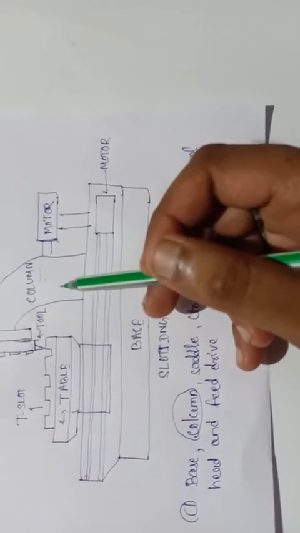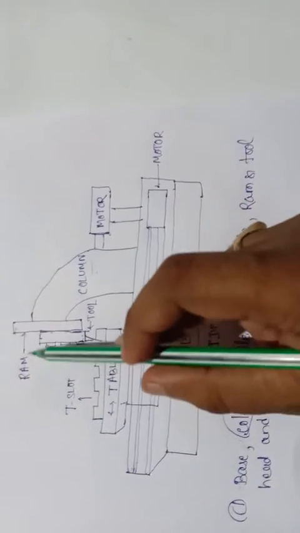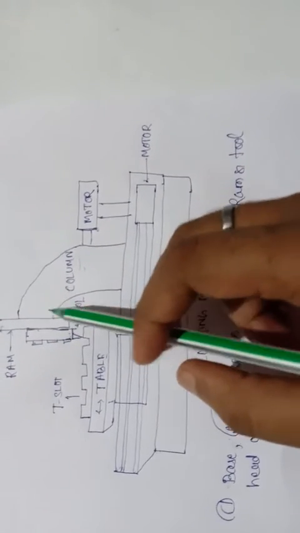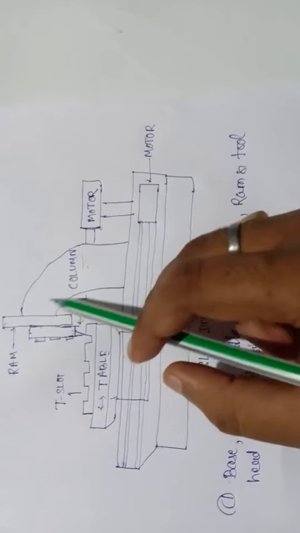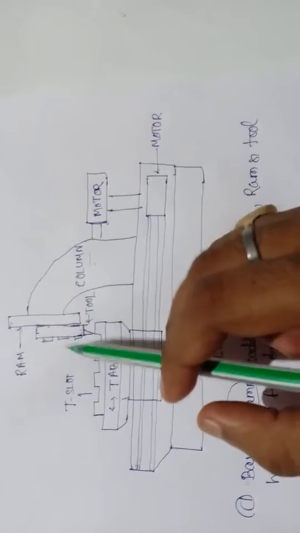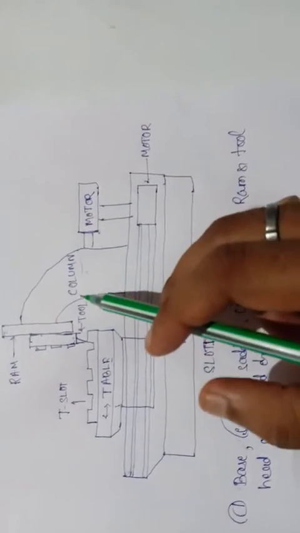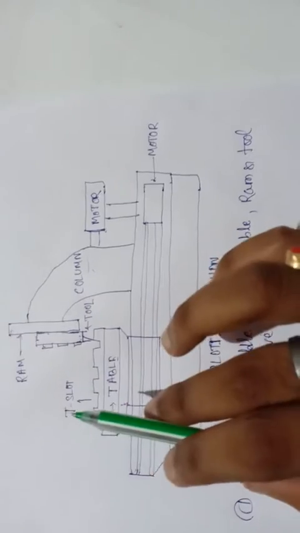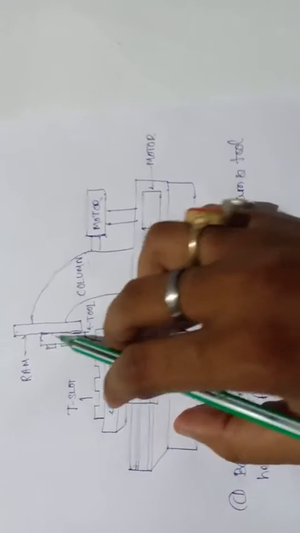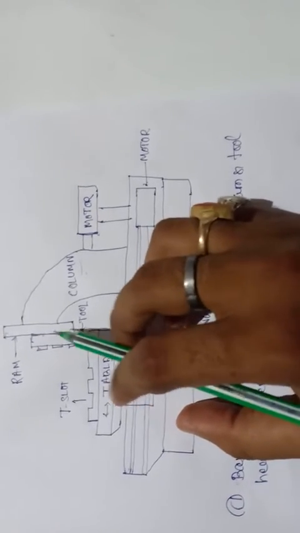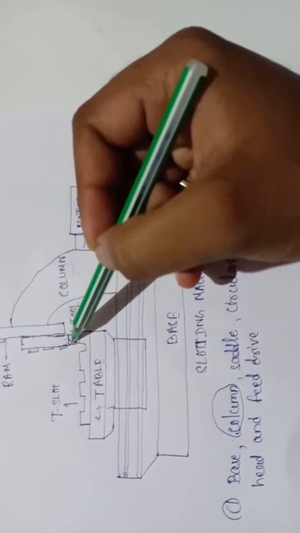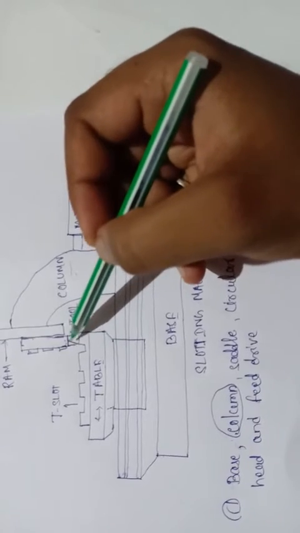Then coming to the ram. It slides on the guide ways mounted on the front vertical face of the column. It provides a slot for changing the position of the stroke. The ram carries the tool, which is mounted at the bottom end of the tool head.